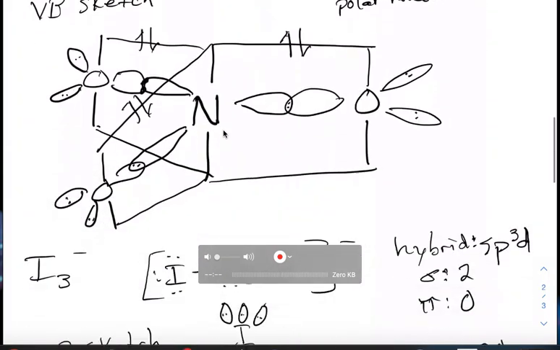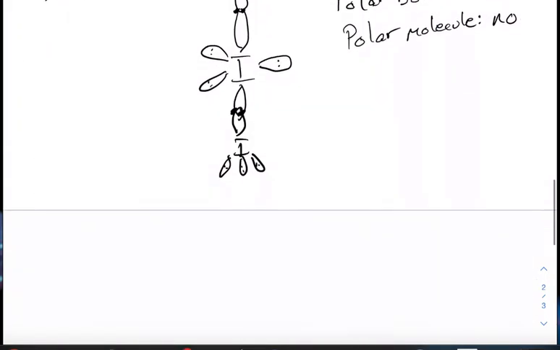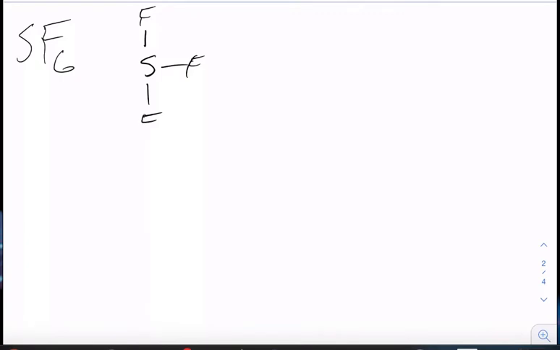All right. So one last example that we're going to take a look at, going through our full process here. Our last example from last time was SF6. And so the Lewis structure for this one looked like this.